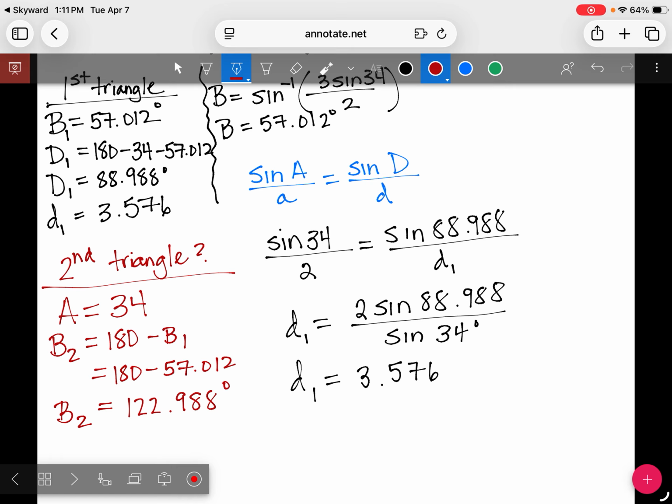So, in order for there to be a second triangle, when you add these together, A and B2, it has to be less than 180. All right, so go ahead and add those two angles together. Add A and B2 together. You're basically trying to figure out, is it less than 180? If it is, that means we have a second triangle.